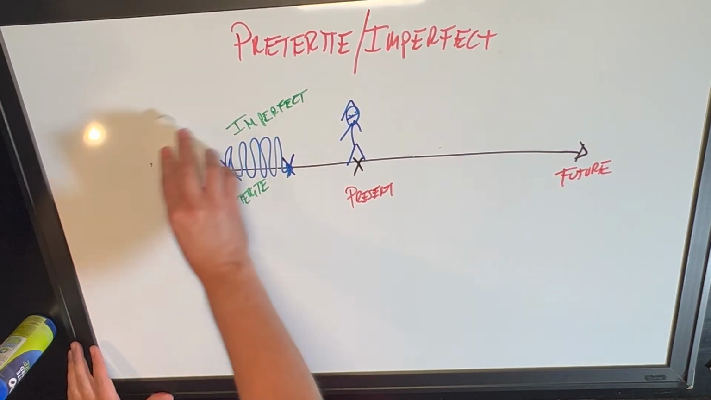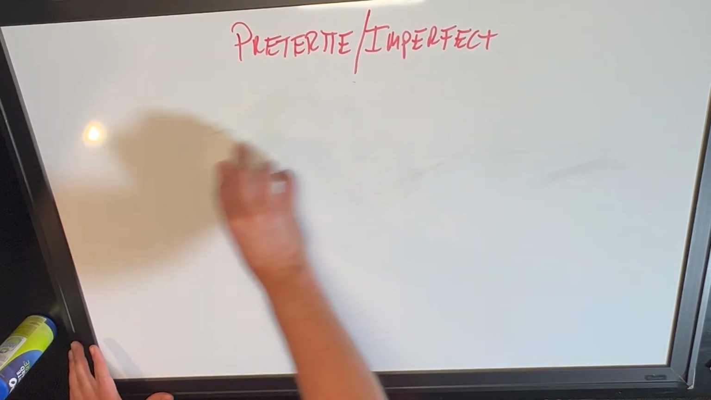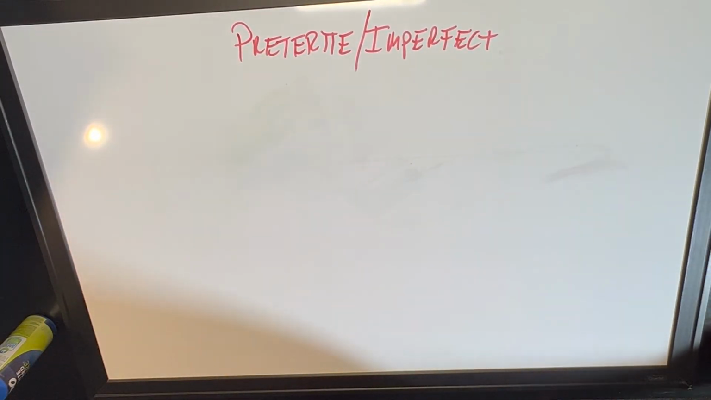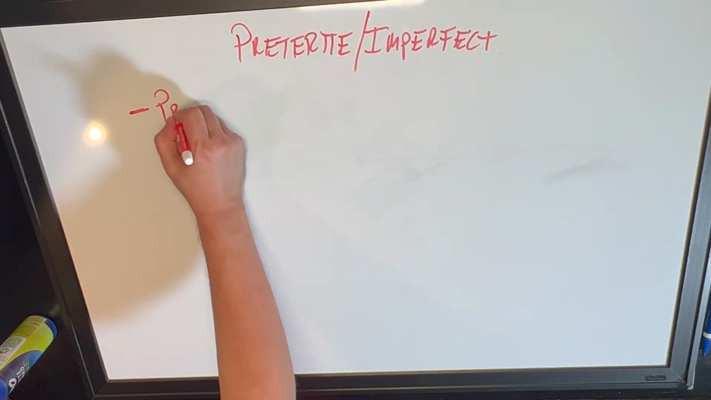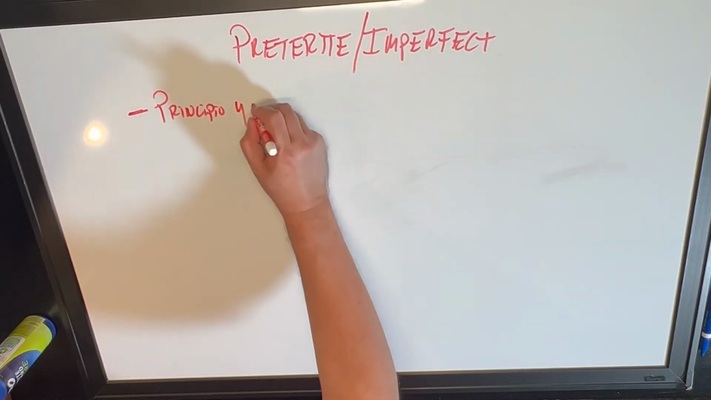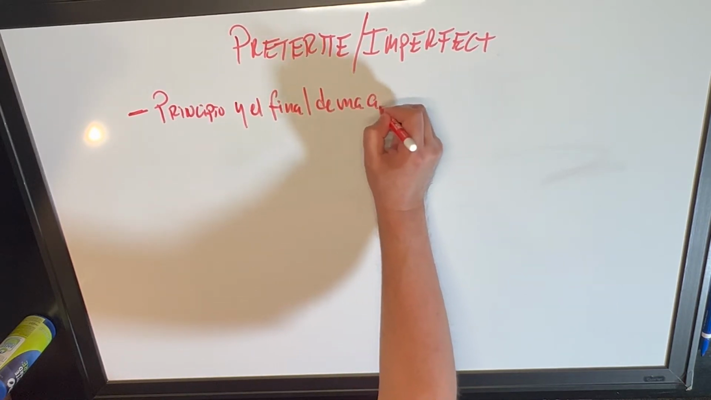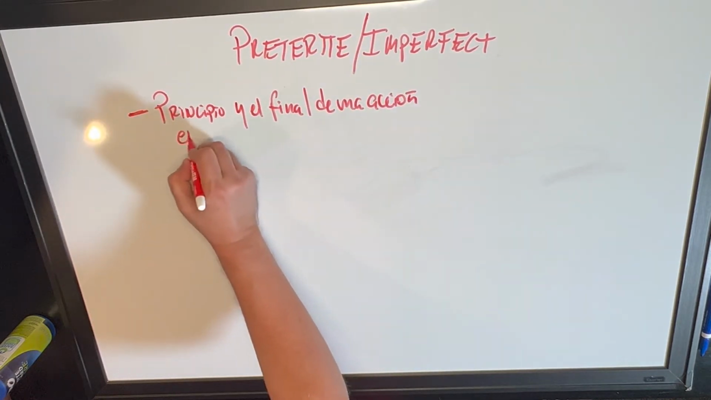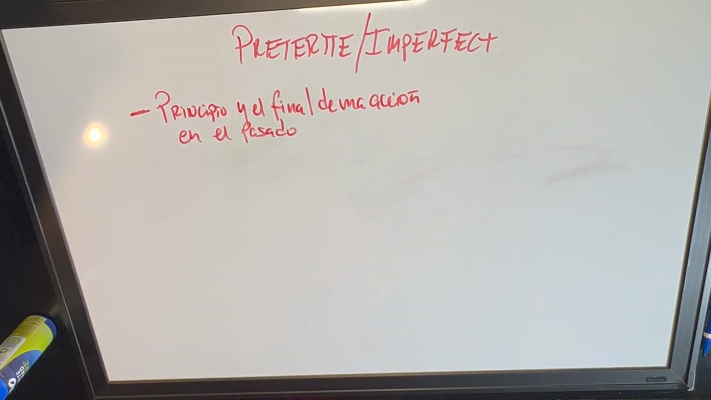Now let's talk specifically about the preterite. Okay, let's talk about the uses of the preterite. The first one in Spanish is principio y el final de una acción en el pasado. Okay? That's the beginning and the ending of an action in the past.